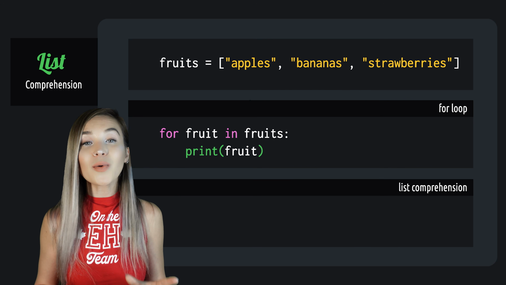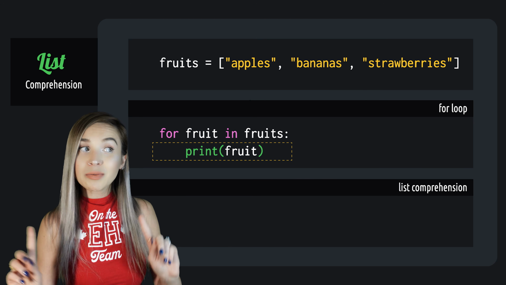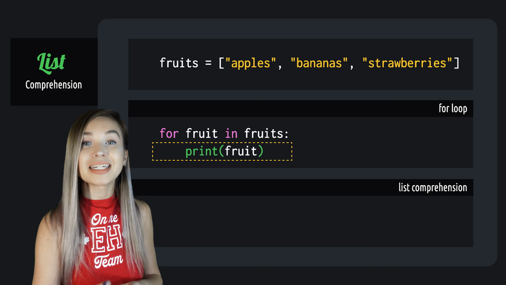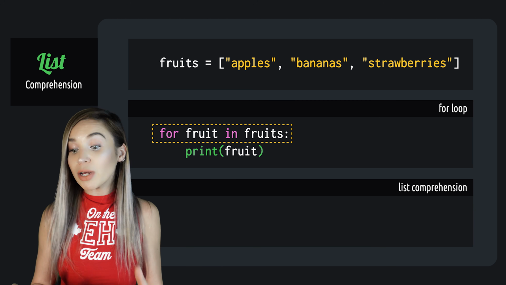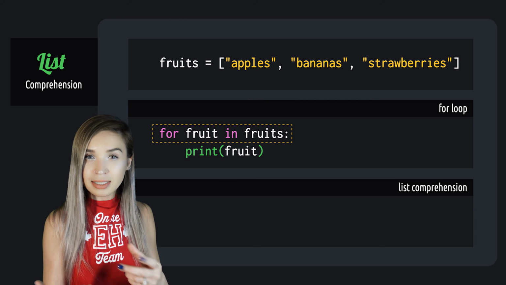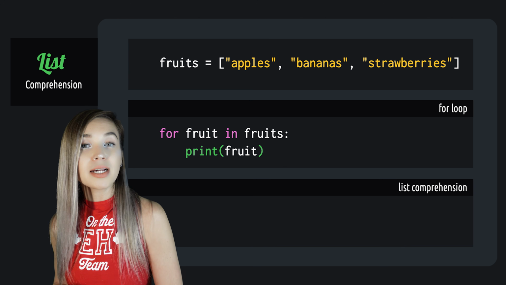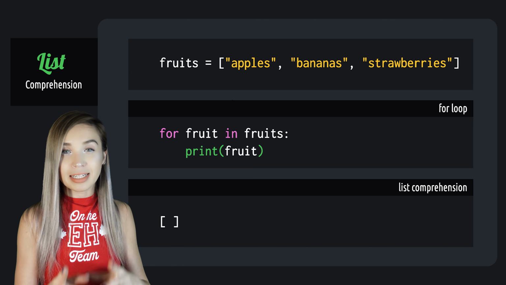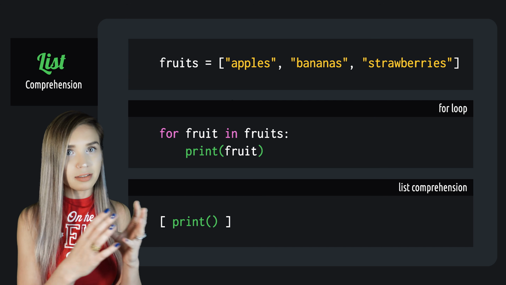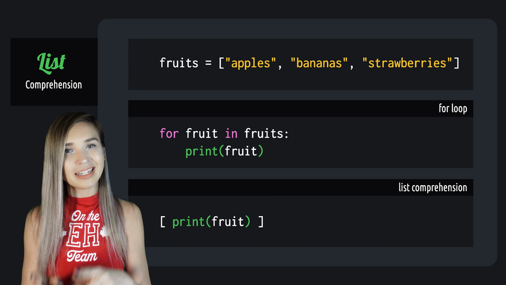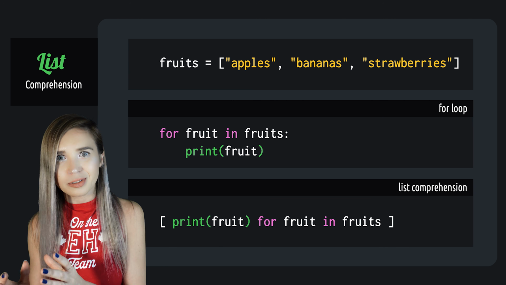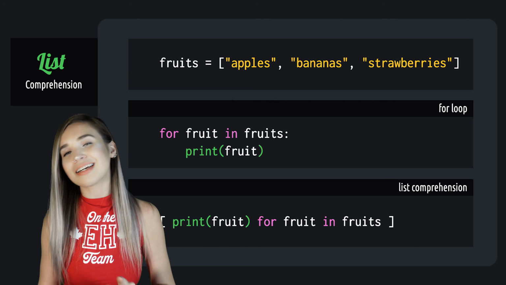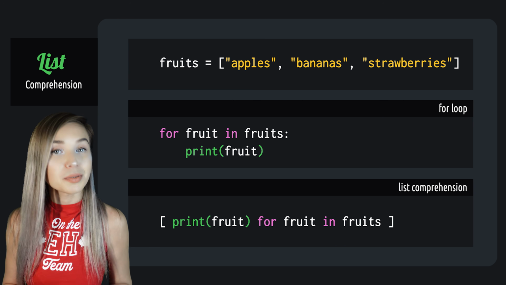So here we have a list of fruits, and we print each of its items one at a time. Now, if we'd like to do the same with list comprehensions, we will simply open a set of square brackets where we first specify the print command. So print fruit, followed by for fruit in fruits. And that's it. List comprehension is officially complete.